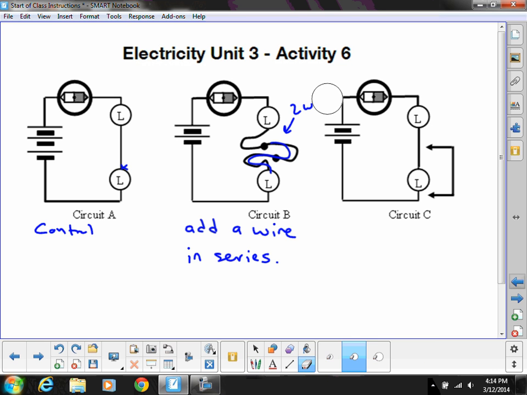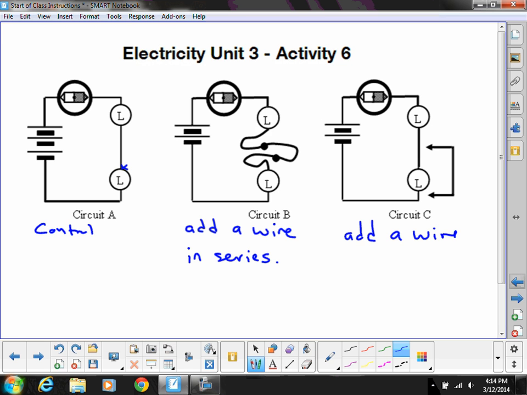For circuit C, we're going to be adding a wire in parallel. And so this here is the additional wire. You'll notice that the circuit itself really looks like the control circuit in circuit A. In order to add the wire in parallel, the alligator clips on the arrowheads here, you're going to be hooking these onto the socket terminals.